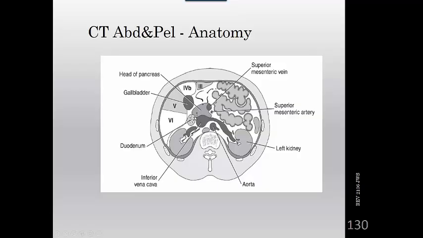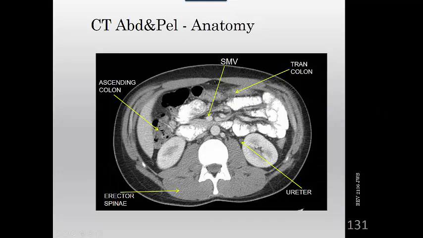The duodenum is here, the gallbladder, and then this is liver, the various sections of the liver. Again, ascending colon. It's below the liver. The hepatic flexure was there and starting to come into the ascending colon. This is the erector spinae muscle. We're going to have to learn the muscles as well. Psoas here, erector spinae in the back.